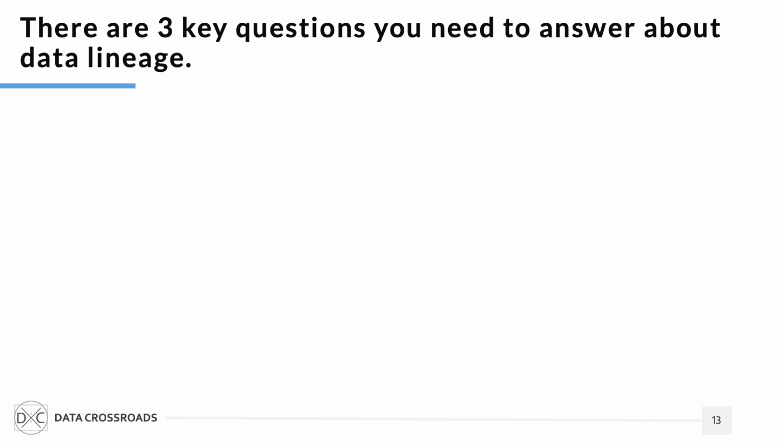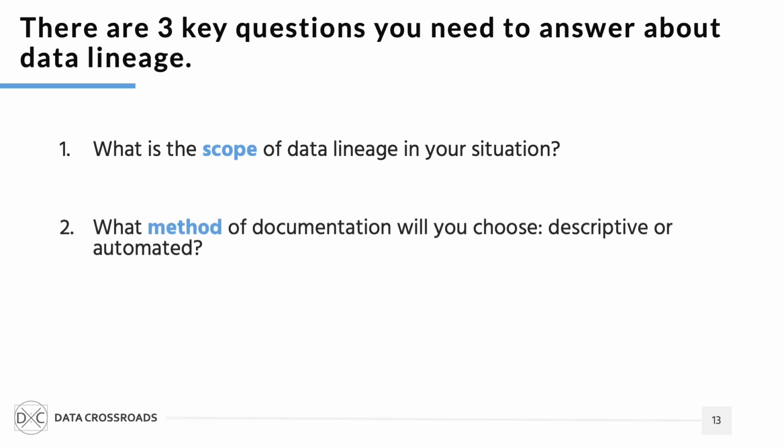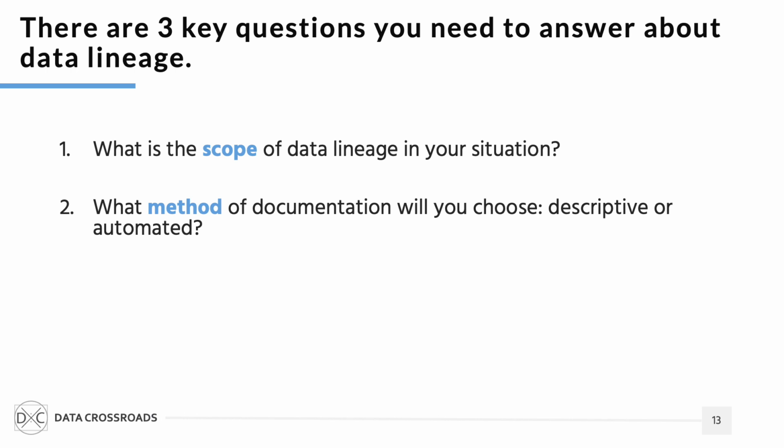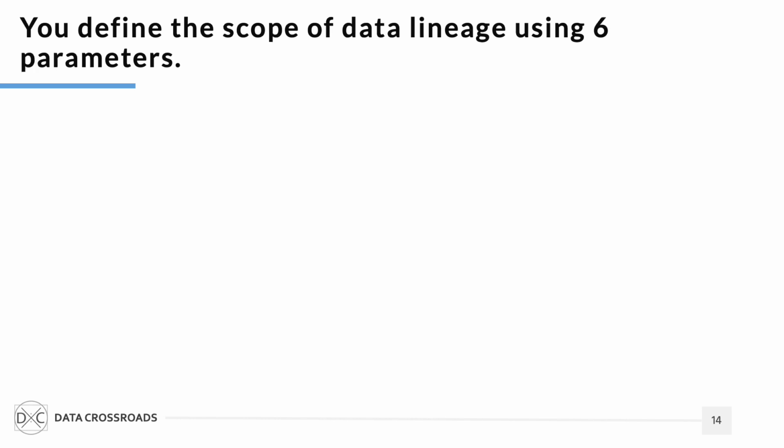If companies think about launching a data lineage initiative, there are three key questions to be answered first. These three key questions are: what is a feasible scope of data lineage? What method of documentation is feasible for your company and fits your purpose in the best way possible, descriptive or automated? What kind of data lineage will the company need to proceed? Process design, metadata lineage, or value data lineage? Let's start with the first question. What is a feasible scope of data lineage and how to specify it?